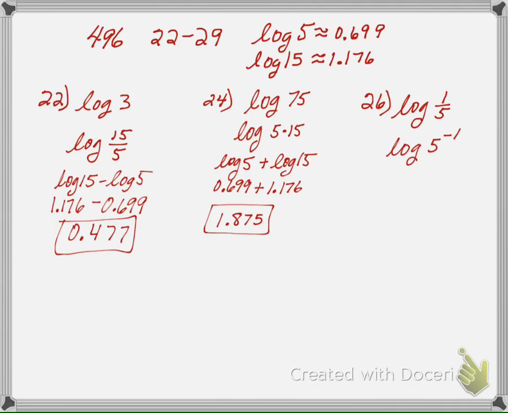Very nice. So now let's use our power property. Where does that negative 1 go? It goes in the front, yeah. So it's negative 1 times log 5. All right, well, log 5 has a value. Log 5 is 0.699. And I'm multiplying that by -1, so that is negative 0.699. And then you can check that on your calculator by using log 1/5, okay? And seeing if you get negative 0.699.